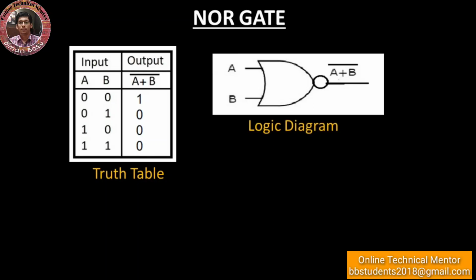So this is the logic diagram. Draw the logic diagram of OR and attach a circle in front of it. It has also two inputs A and B, and it will produce (A plus B) bar.